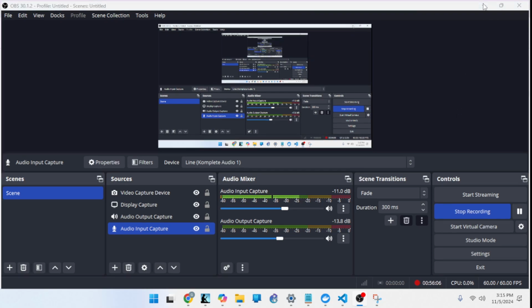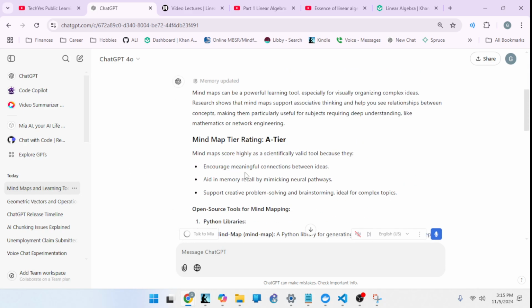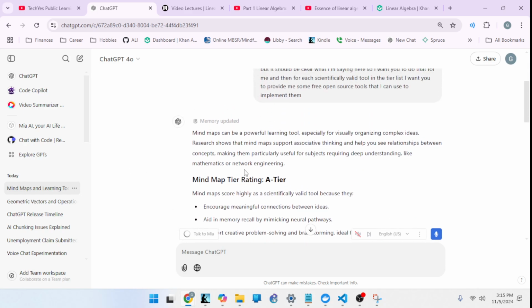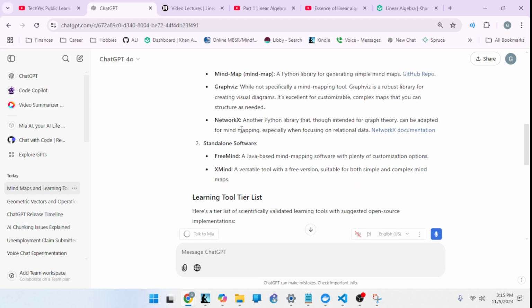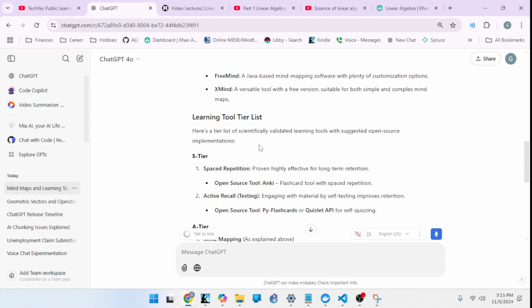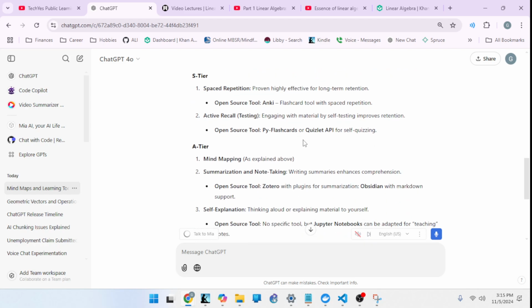All right, so I'm back. So, okay, perfect. So yeah, here we've got the mind mapping is in the A tier. Yeah, it's really not in the S tier.